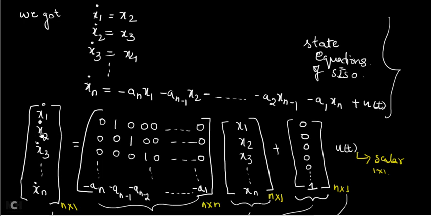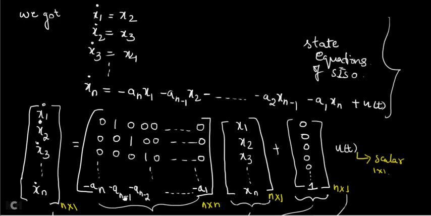Now why did I write 1 for the third element? Because x2 dot is nothing but x3. x3 is present in the third element. That's why 0, 0. The third element should be 1, and 0, 0, 0 for all others. Like that, you will get the fourth element 1 for x3 dot, because x3 dot is equal to x4. The fourth element should be 1. All others should be 0.